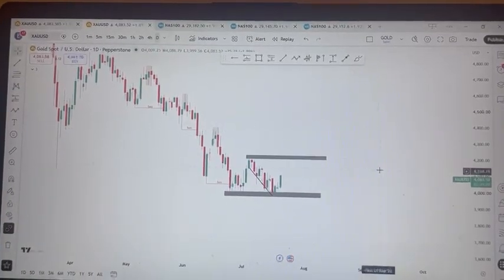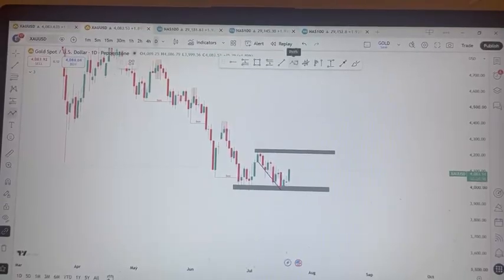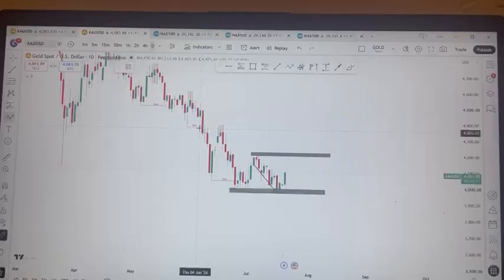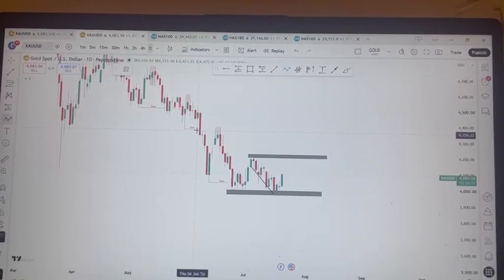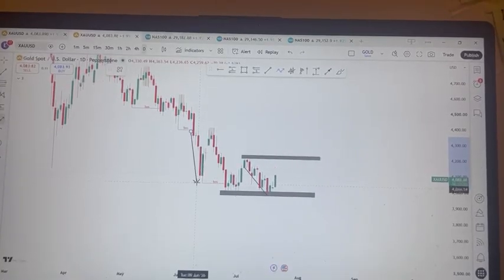I'm gonna share my analysis on gold. So for gold, we all know that gold has been on a bearish trend on the daily. On the high time frame, gold has been bearish for the last few weeks and months. So we had this bearish leg, a new indication.